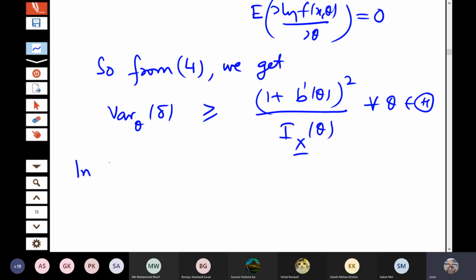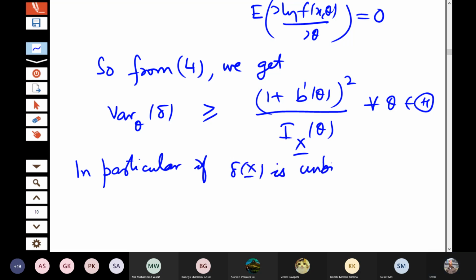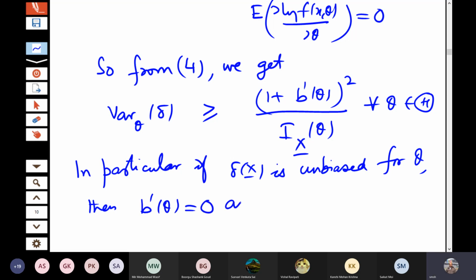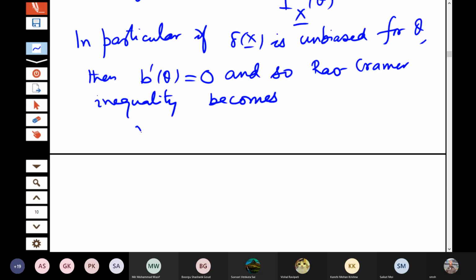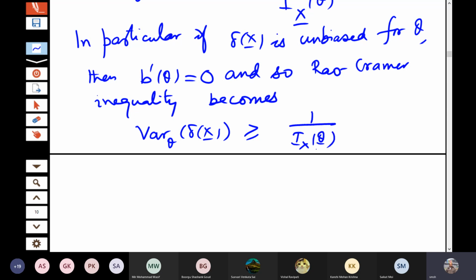So in particular, if delta(x) is unbiased for theta, then b prime theta is 0, and so the Rao-Cramer inequality says that the variance of delta is greater than or equal to 1 by I_X(theta) for all theta, where delta, as we have already written, is an unbiased estimator.